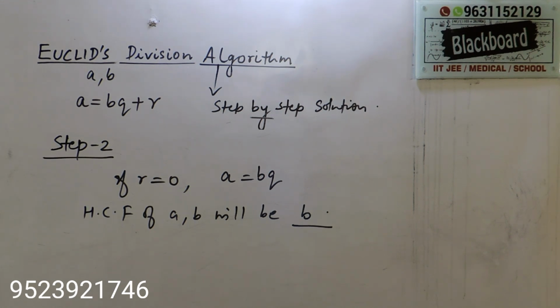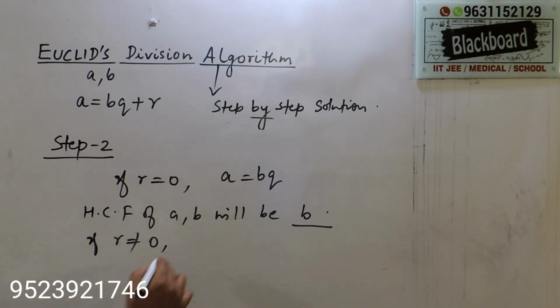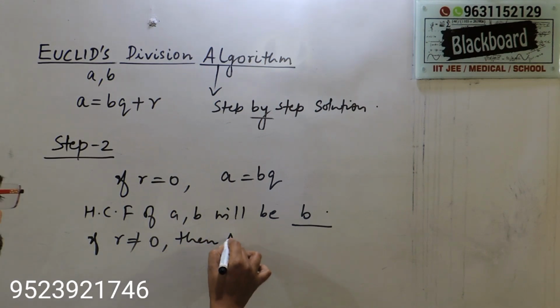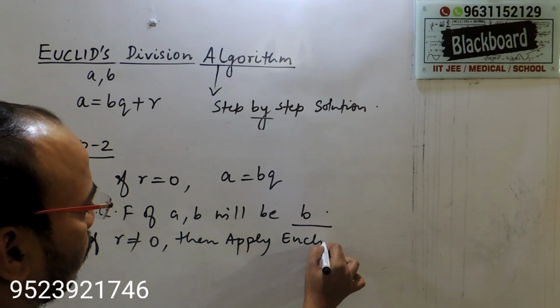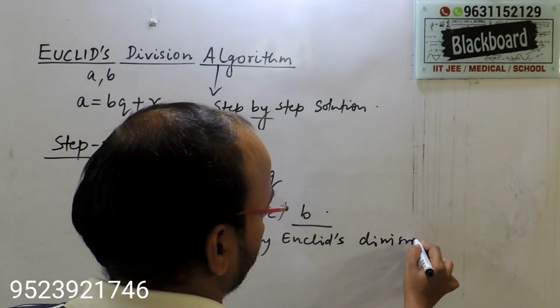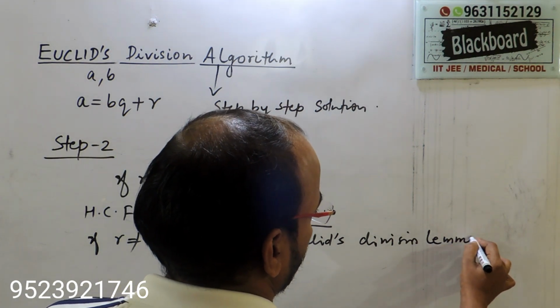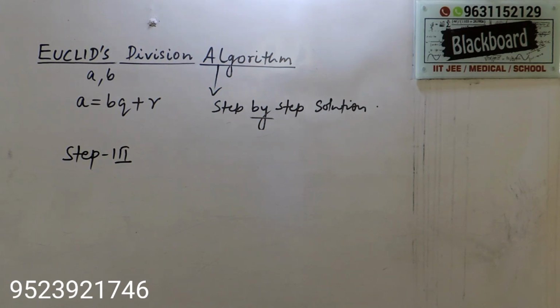Okay? If R is not equal to 0, then apply Euclid's division lemma. बात करते हैं. Now step 3. What is step 3? If your R is not equal to 0.